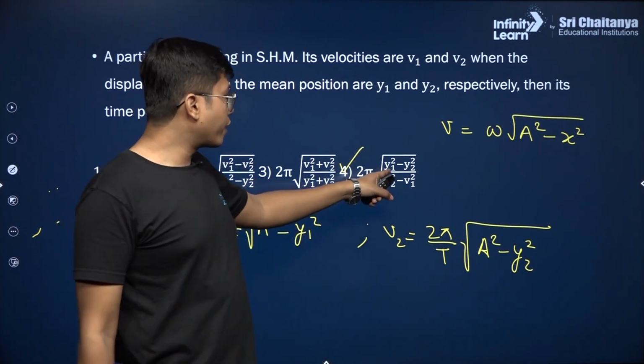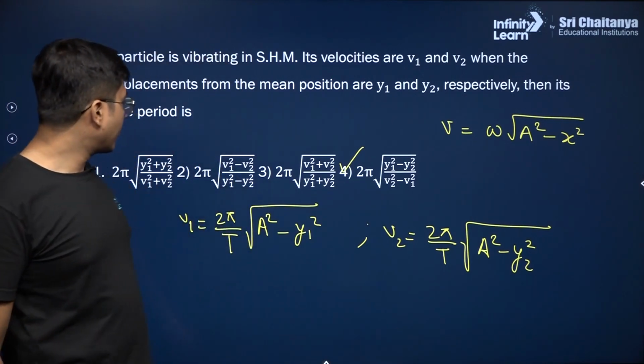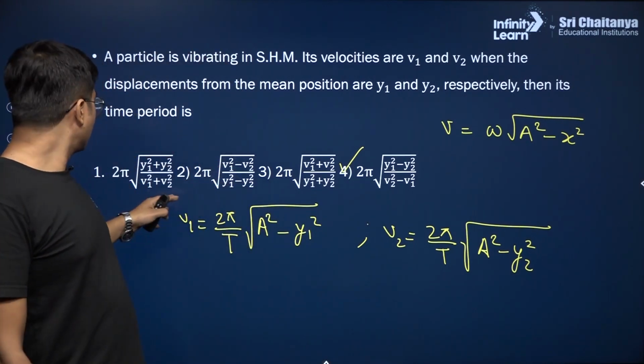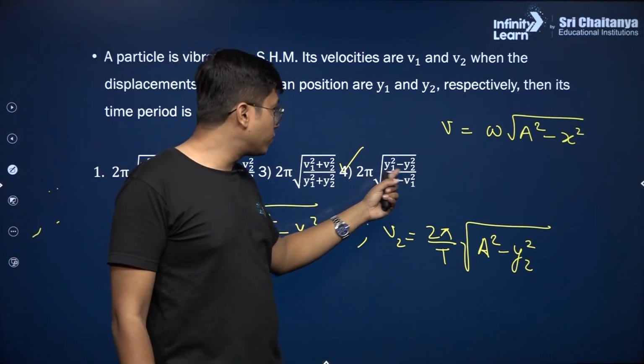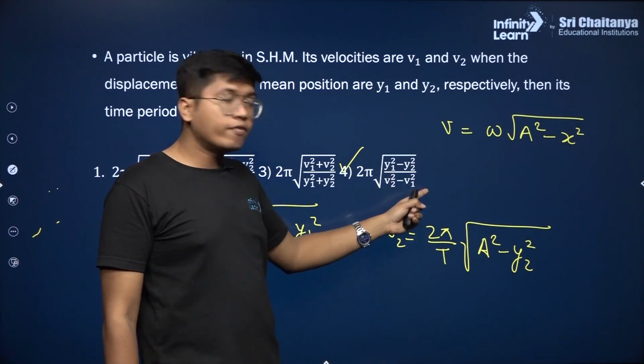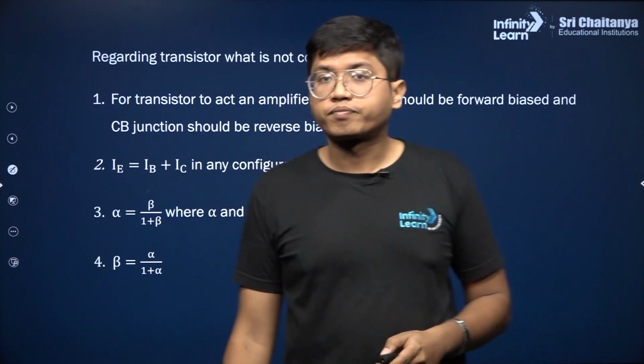Be careful, it's y1 minus y2, and here it is v2 minus v1. So take note, you might have a different relation over here. You might also have an option that says y1 minus y2 and here v1 minus v2. So the sign is important. Take note of that.